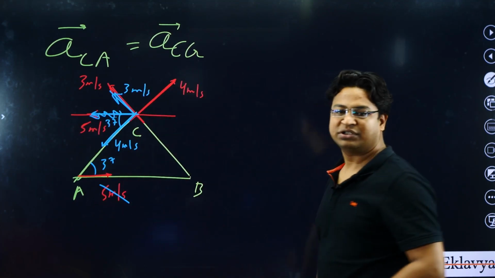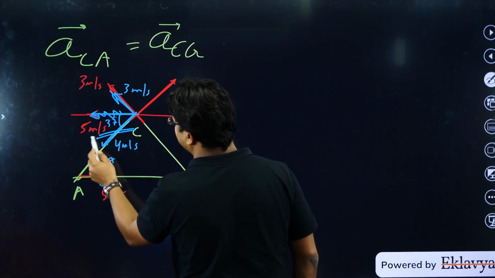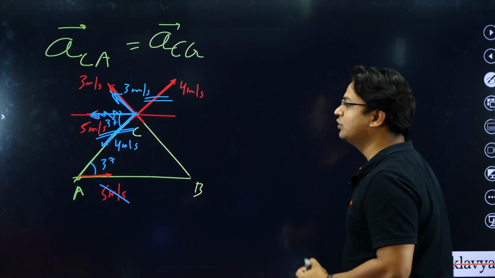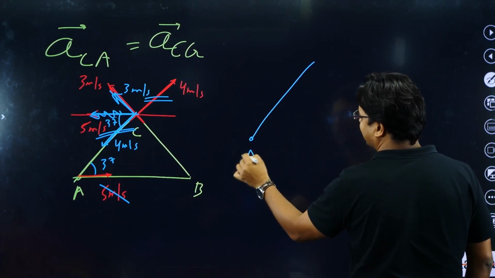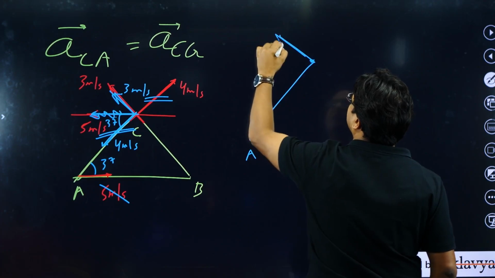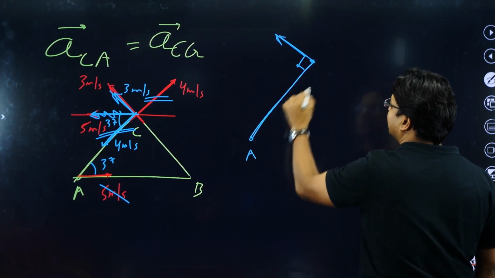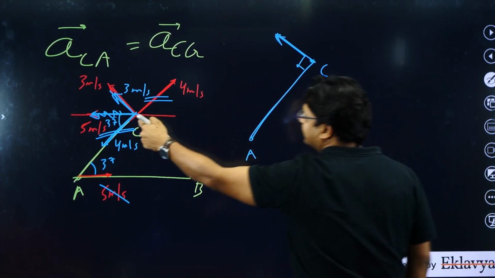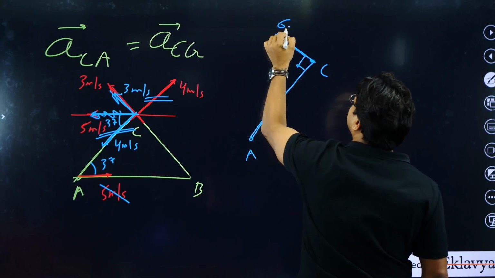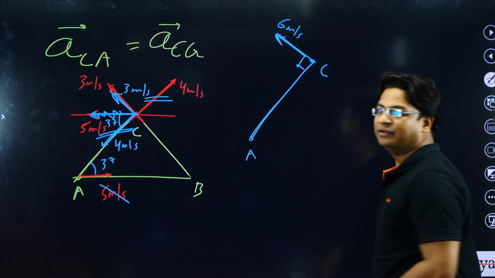Now we need to find out the resultant of this, and we can see that this 4 meter per second will get cancelled. So what we are concluding now is that A is at rest right now, and C appears to be going in this direction, which is perpendicular to the rod AC, with a velocity of 3 plus 3, which is 6 meter per second. Okay, which is 6 meter per second.